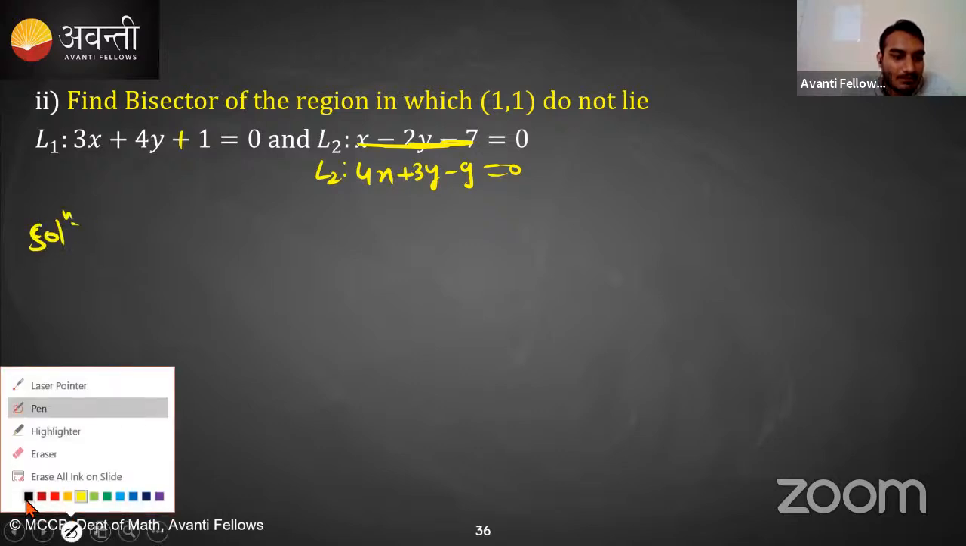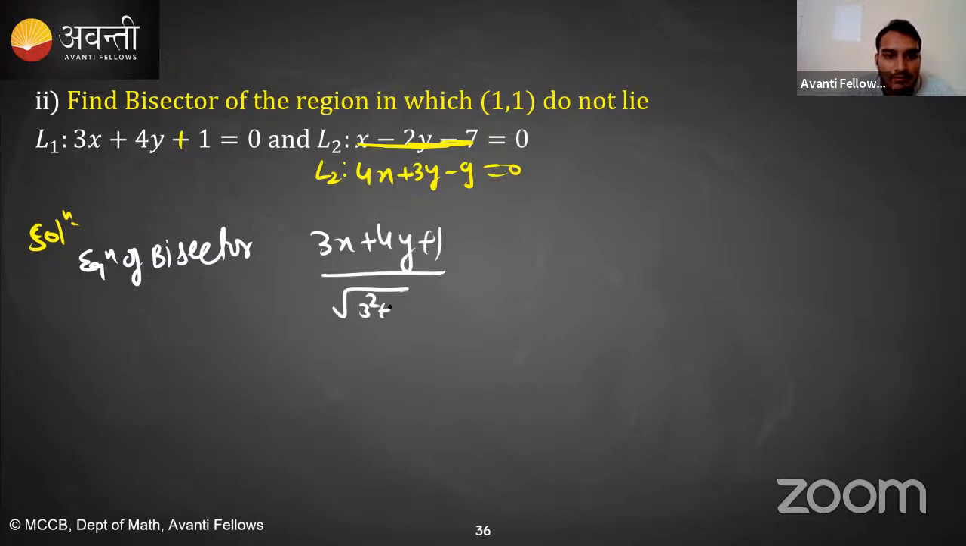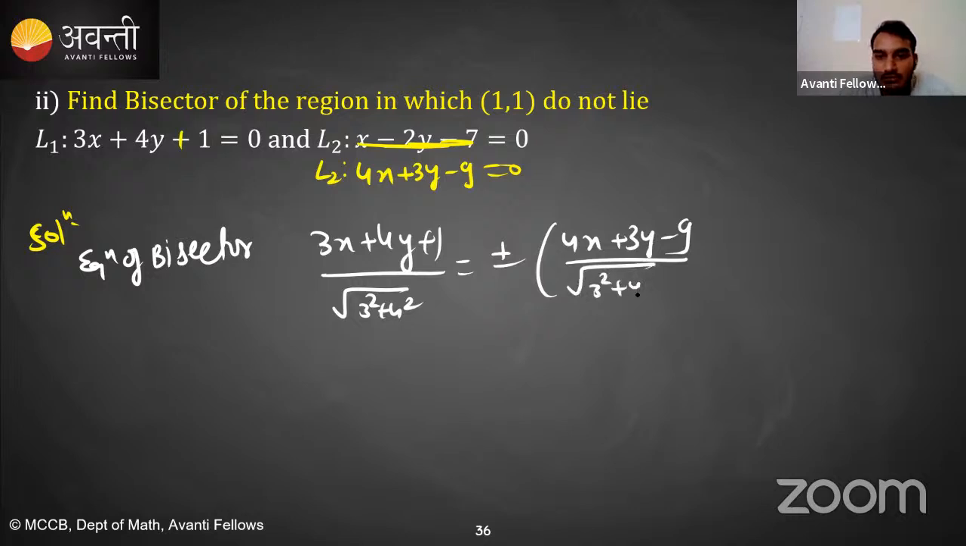Equation of bisector is (3x plus 4y plus 1) upon under root of 3 square plus 4 square is equal to plus minus (4x plus 3y minus 9) upon under root of 3 square plus 4 square. Okay, so now one of the signs will give me the region where (1, 1) is lying. Another sign will give me the region where (1, 1) is not lying. Simple. तो कैसे करेंगे? Let's call this point P.